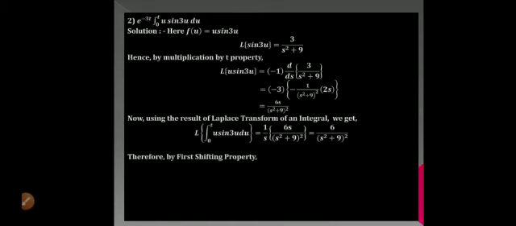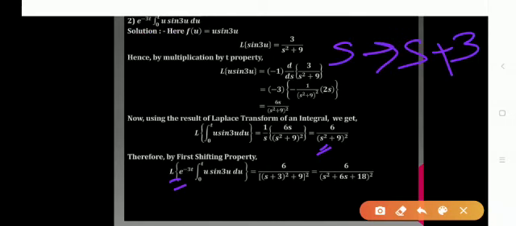Now finally, to get the answer for this complete term, you have to apply the first shifting property. The application of the first shifting property is nothing but a change of the s term. Because of this e raised to minus 3t, s changes to s plus 3. So 6 upon (s plus 3) square plus 9, complete bracket square. Simplifying this denominator, you will get s square plus 6s plus 18, bracket square.